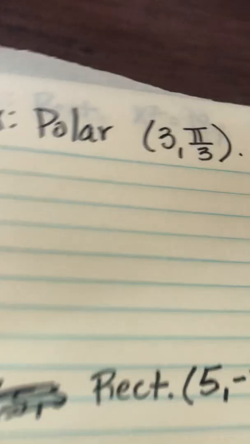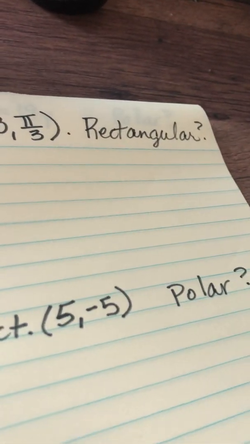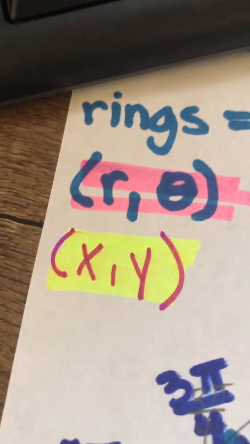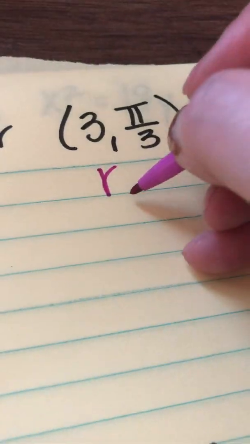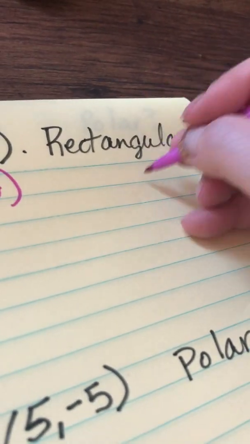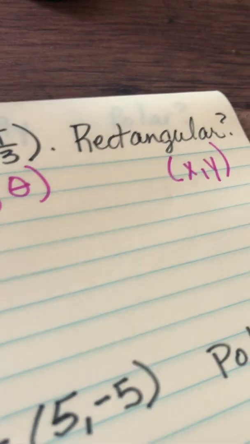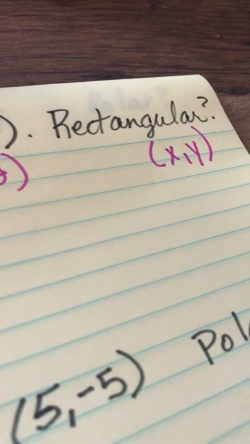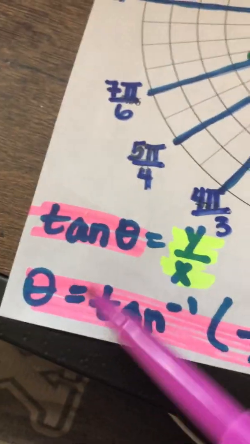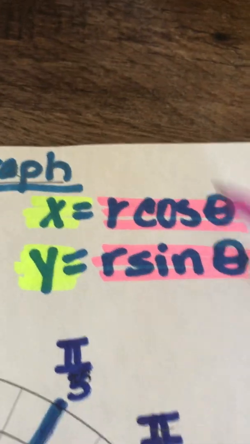Okay, let's go. Let's say I give you the polar point, 3 comma pi over 3, and I want the rectangular. So this polar, 3 comma pi over 3, is r comma theta, and we want the rectangular, x comma y. So let's see if there's a formula on here that says x equals, y equals, because that's what we want. X equals, y equals, no. No. No. Yes.